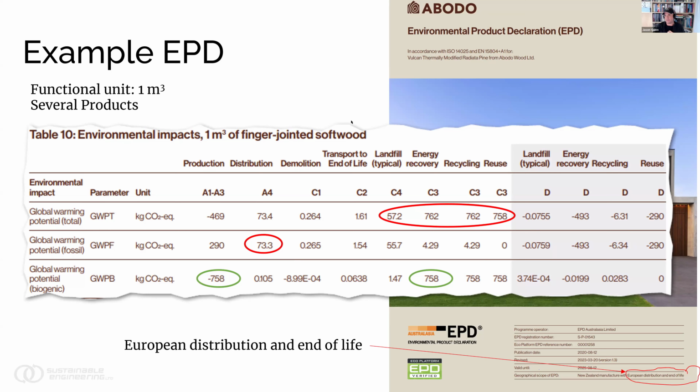And the important thing is that you use an EPD that's applicable. This one is applicable for New Zealand manufacturer and European distribution and end of life, which is kind of freaky, right? It's because they want to export this. The reason they made this EPD is to sell a Bodo product in Europe, right? Because New Zealand loves to export timber to other countries because we're really good at growing trees.